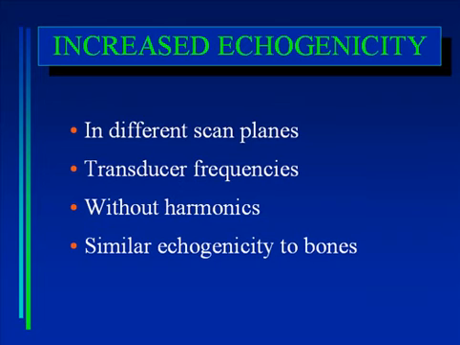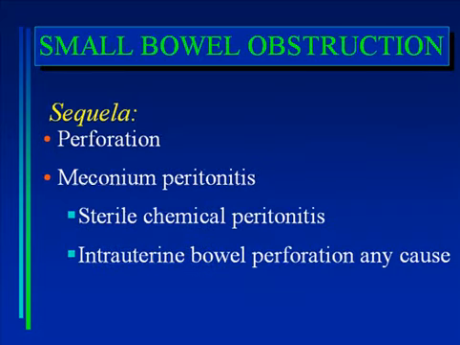So because the observation of bona fide echogenic bowel brings up the scenario of so many possible serious abnormalities with the fetus or the pregnancy, we recommend that you only call echogenic bowel if you can see it in different scan planes with different transducer frequencies, or at least only with lower transducer frequencies. We always take off harmonics to be sure the bowel still looks echogenic when harmonics is off, and the bowel echogenicity should be at least similar in echogenicity to the bones in order to call echogenic bowel.